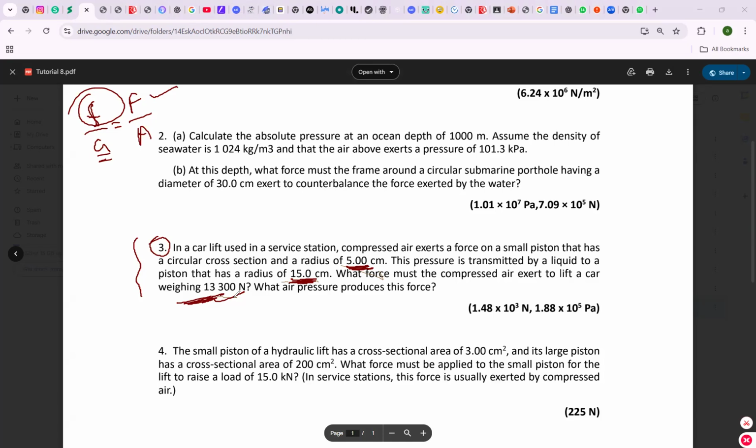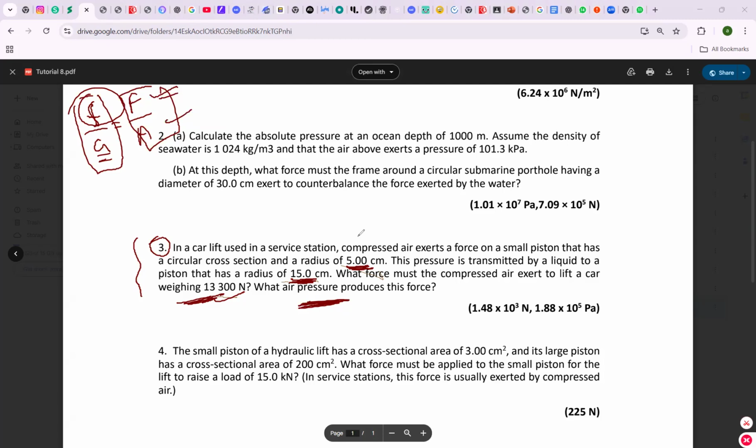What air pressure produces this force? Oh, so basically, we're not finding the air pressure, we're finding the force. I thought we were finding the air pressure. No, after this force, this ratio will be your answer. Anyhow, you can easily calculate this capital F by capital A.